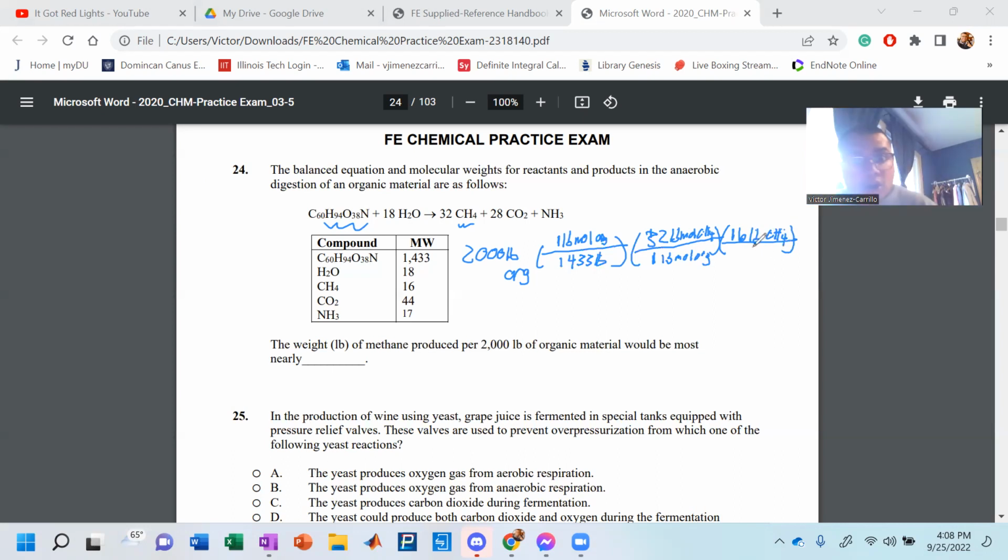Okay. For 1 pound mole of methane. And then if you type all of that into your calculators, you'll get 714 pounds of methane. Again, I'm so sorry if you guys are hearing me struggle with this. All right, number 25.